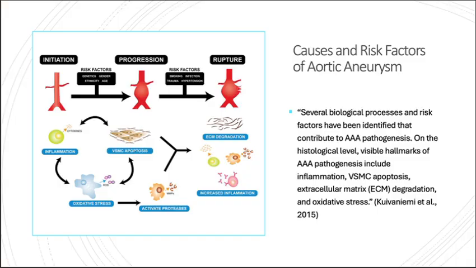I included this visual in the presentation because I like how it demonstrates the initiation and the progression of an aortic aneurysm. So first we have these genetic or risk factors such as genetics, gender, ethnicity, and age. And then we start to see the progression of an aortic aneurysm, and then we add in these risk factors such as smoking, infection, trauma, hypertension, etc. And this can eventually lead into a rupture of that aortic aneurysm.